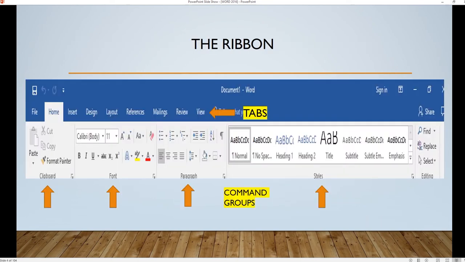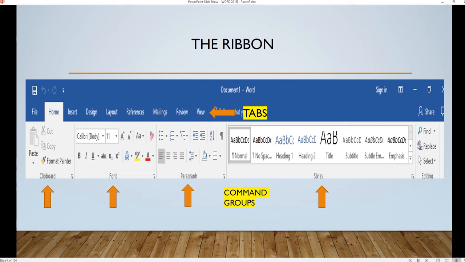Okay, so then the next thing that we have is the ribbon. This is where you're going to find all of your tabs and then what is below, your command groups. So we have our Home tab, which is where we're going to find a lot of our information on copy and cut and our font, anything that we have to do with paragraphs, and also selecting a different type of style. That will all be on our Home tab.